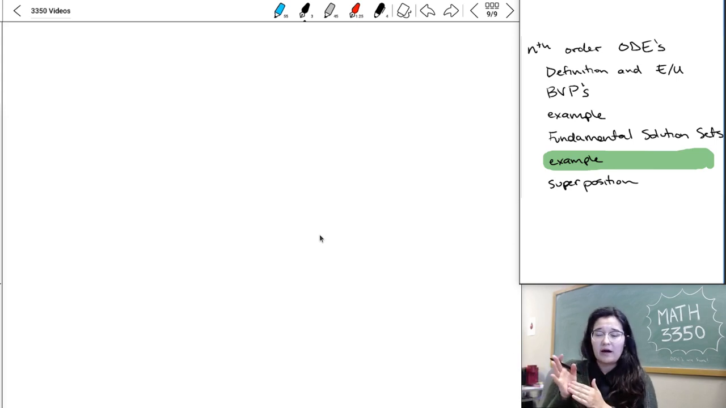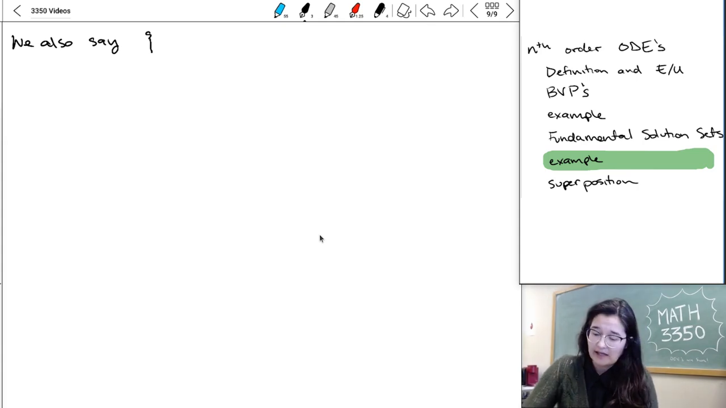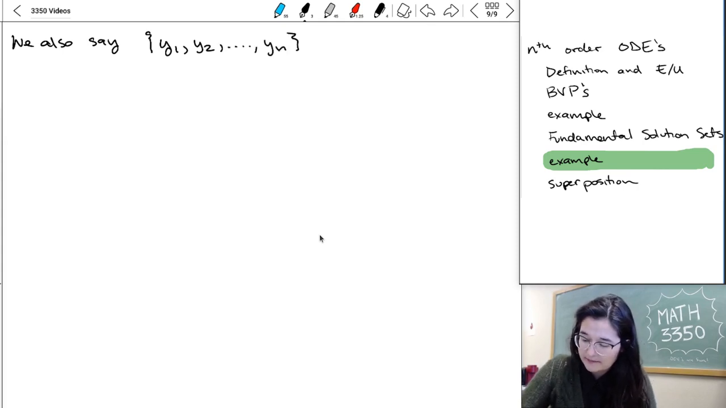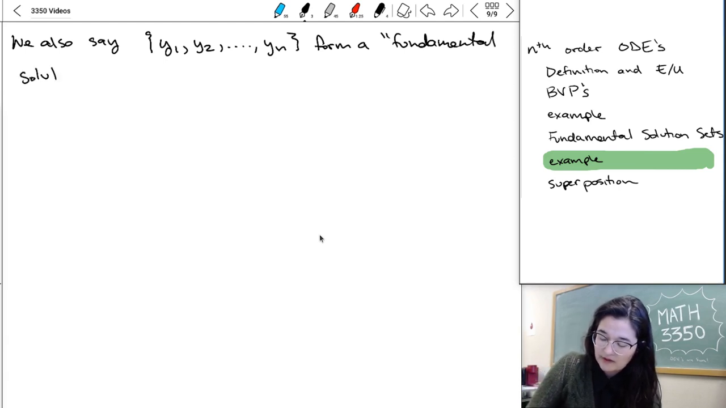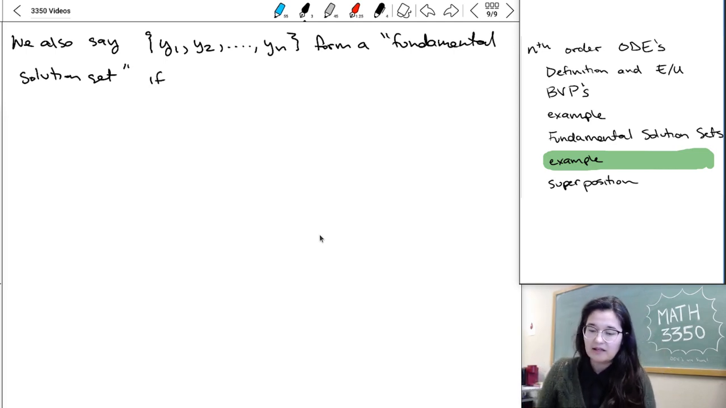To say a little bit about other vocabulary that's going to be used here, and that I used a little bit as I introduced this section, we say that this set of functions that form a general solution is what's called a fundamental solution set that forms the general solution. And it's just going to be if those 3 conditions are met.